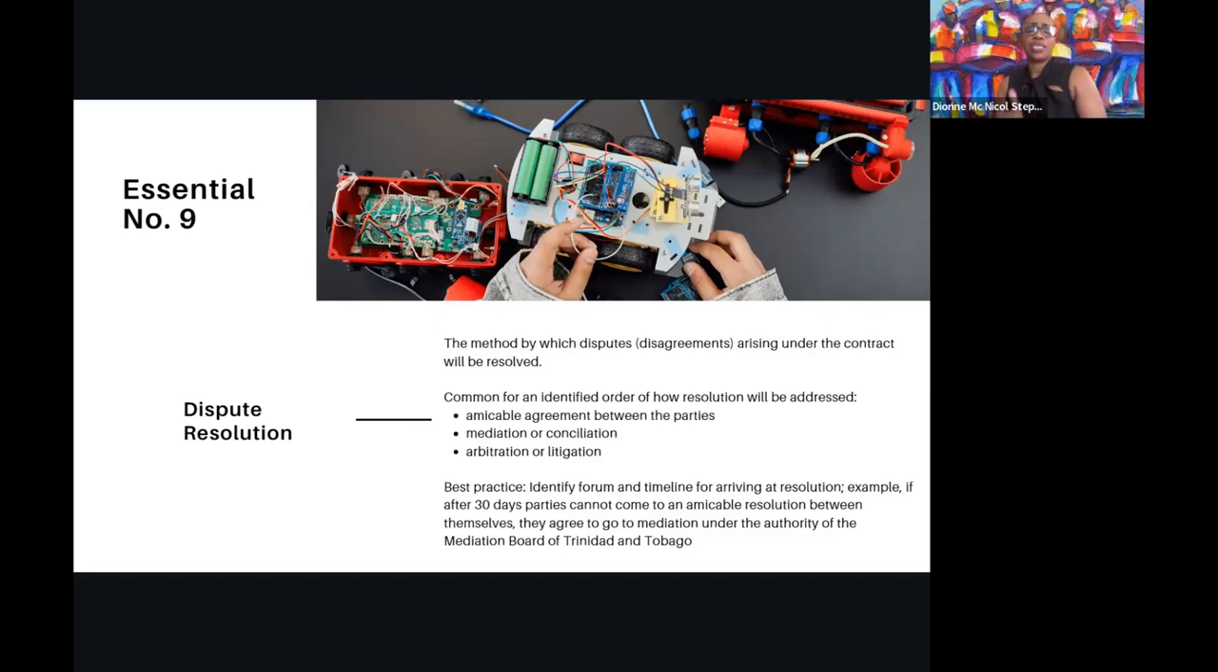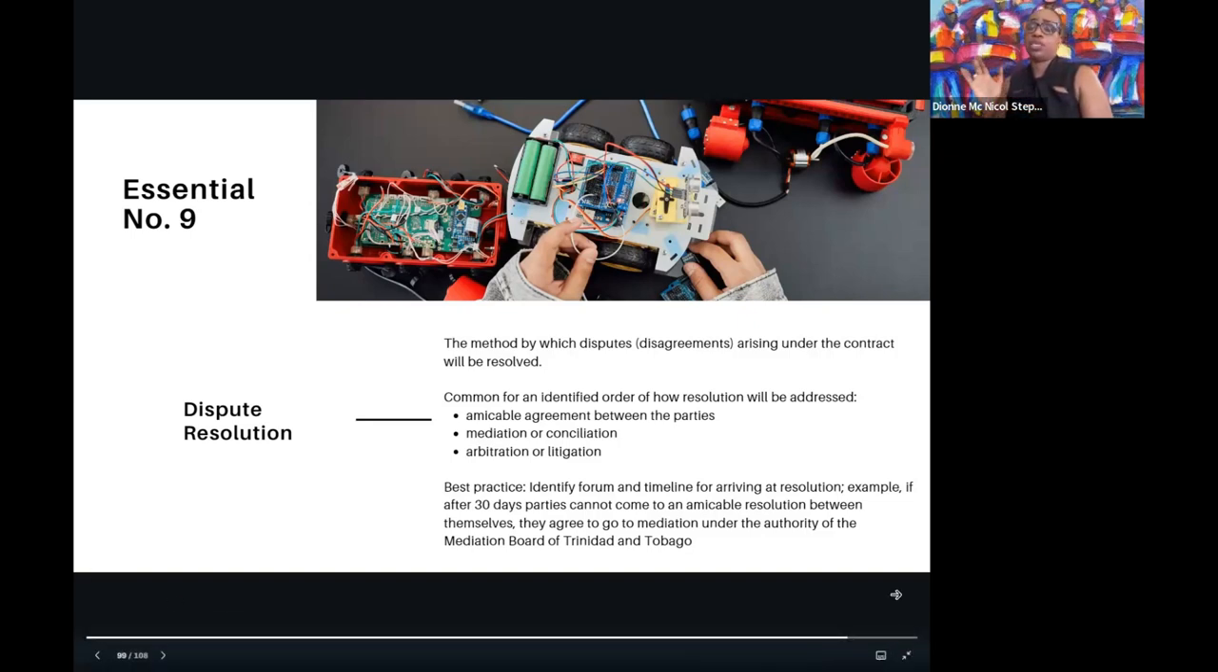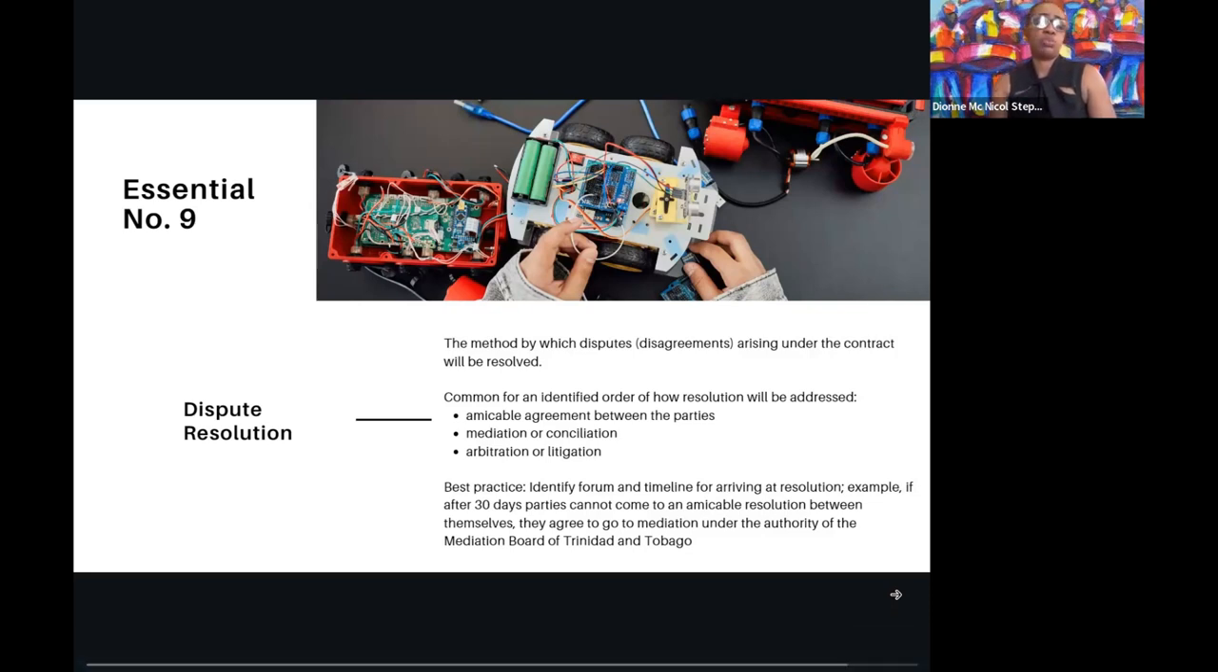So your best practice is to identify a forum and a timeline for arriving at a resolution. For example, if after 30 days the parties can't come to an amicable resolution, then you go to the next step, right? And I would always, I am a mediation baby. I would always suggest mediation first.